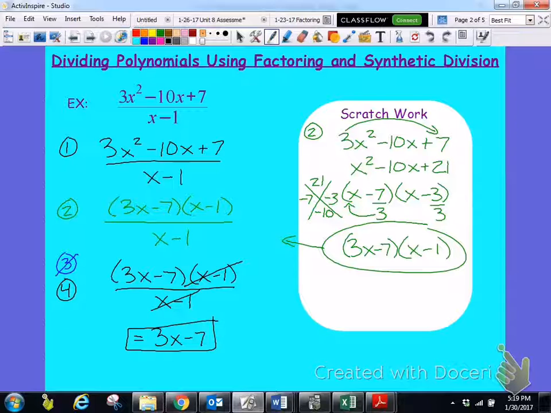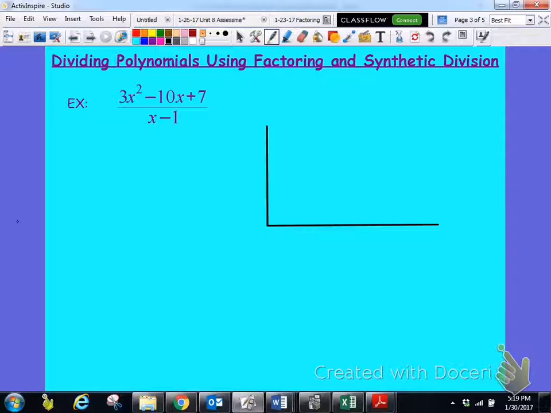Alright, so now that we figured out the answer to this problem using factoring, we're going to work the exact same problem using synthetic division to see if we get the same. So I'm going to start using this little contraption on the side over here. This is going to help us organize our problem, and that's what we're going to use to work through this problem using synthetic division.